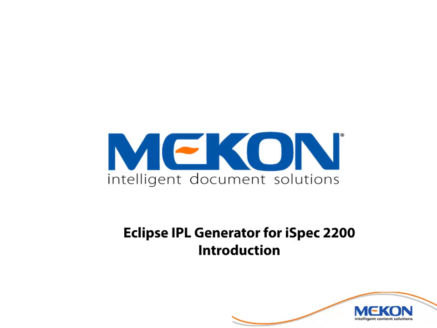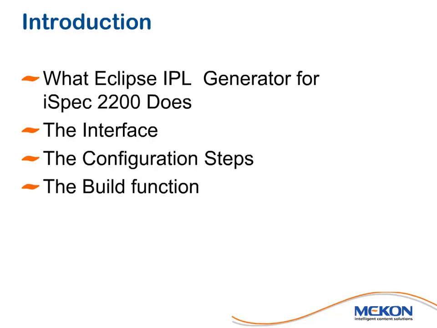This is the first video in a series which shows how the Eclipse IPD generator for iSpec 2200 works and how you can use it to very quickly generate the IPL structure from a spreadsheet which contains the necessary information to enable you to do that. This video is the introductory video which is going to give you an overview of the actual application.